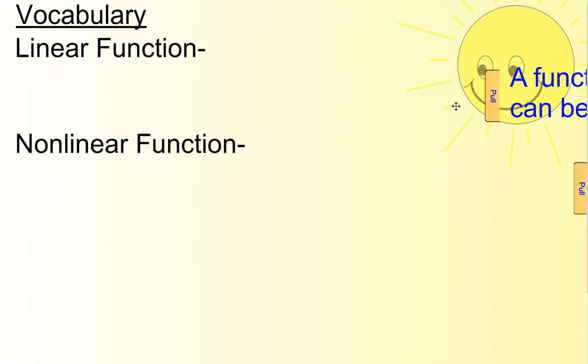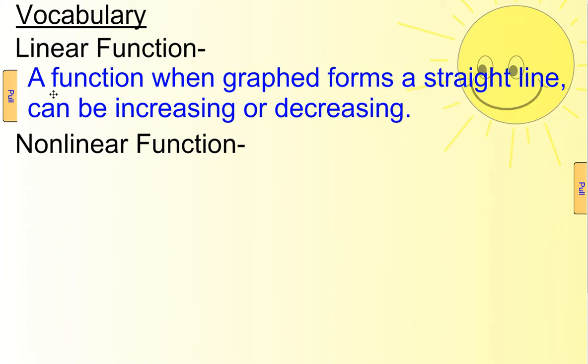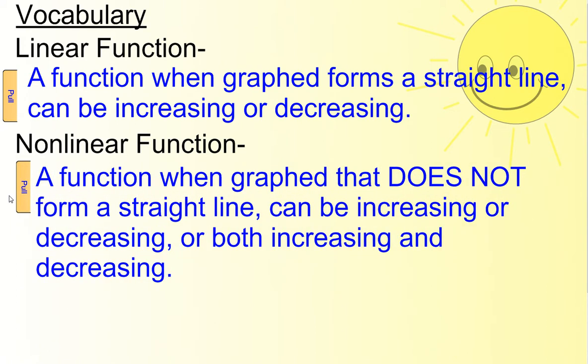So we have two vocab words. We have linear and nonlinear function. So these should be old by now. A linear function is a function when graphed forms a straight line. It can be increasing or it can be decreasing, going up or going down. And a nonlinear function is a function when graphed that does not form a straight line. It can also be increasing or decreasing, or it can be both, increasing and decreasing.